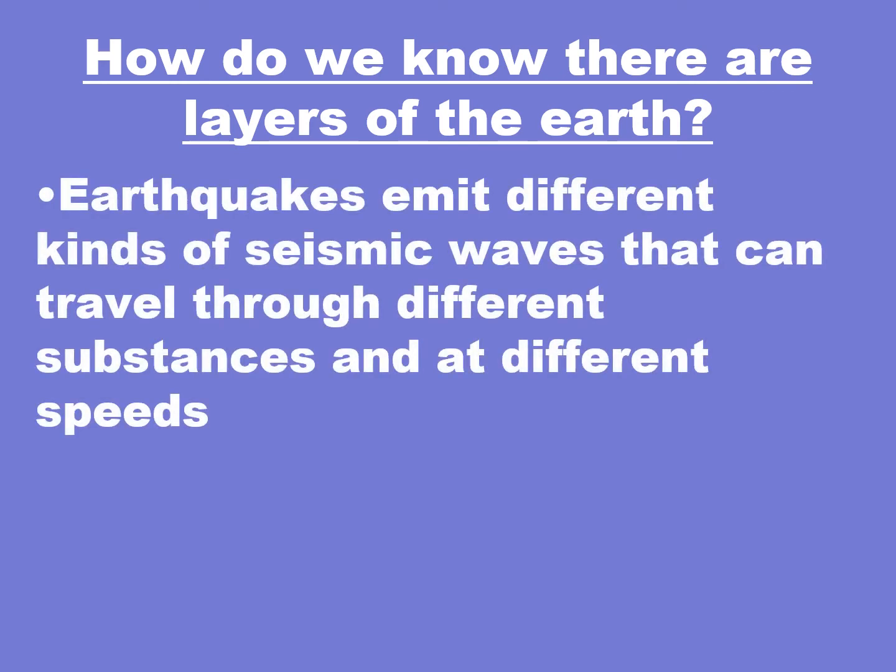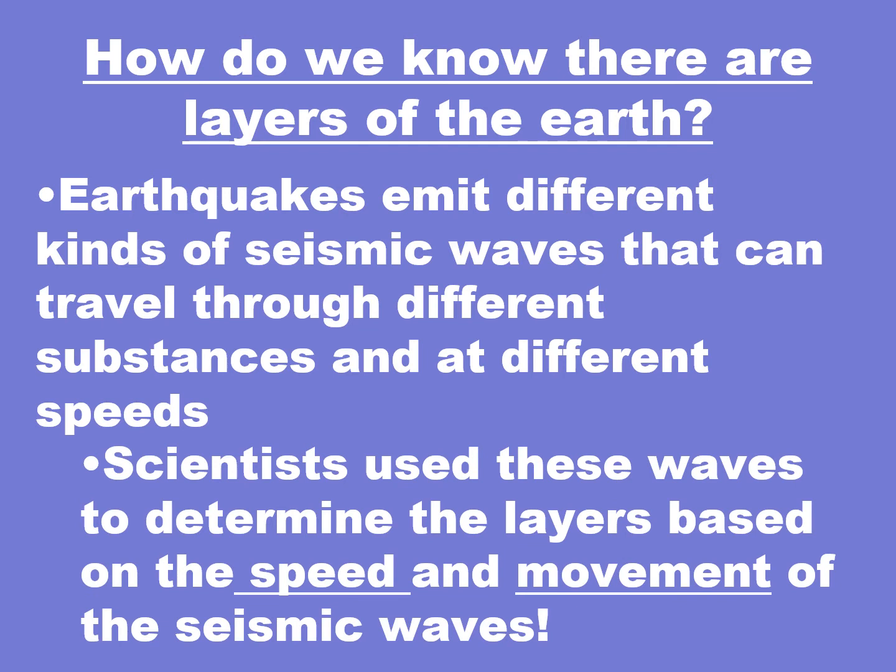So one of the big questions is, how do we know there are layers of the Earth? Well, earthquakes emit different kinds of seismic waves, and they travel differently through different substances. So they'll travel through the lithosphere slower than they'll travel through the asthenosphere, because the asthenosphere has a different density. Scientists use those waves to determine the layers based on the speed and the movement of the seismic waves.